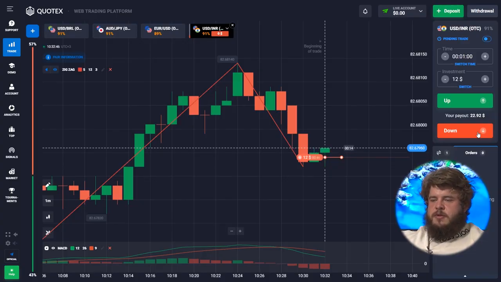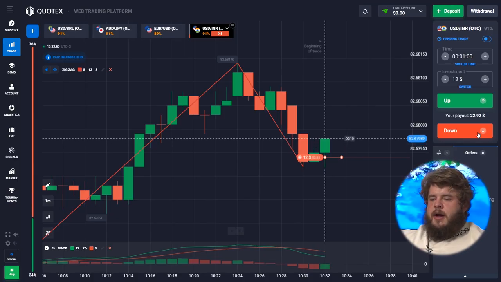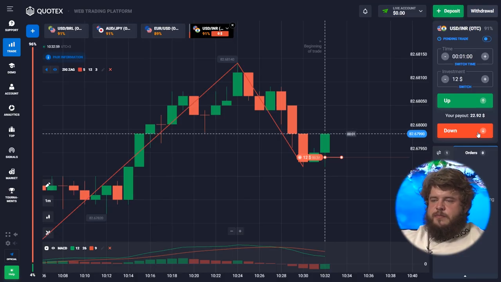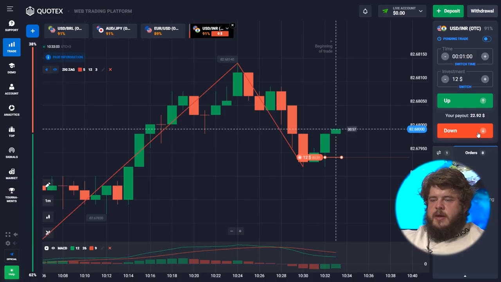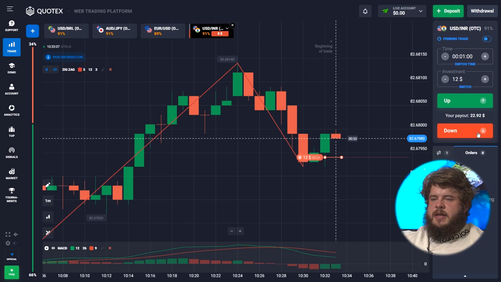We have opened the first trade in the sell position. Today we're using two indicators, MACD and ZigZag indicator. Now let's see what we can receive from the first trade. The first trade was opened according to the MACD indicator.